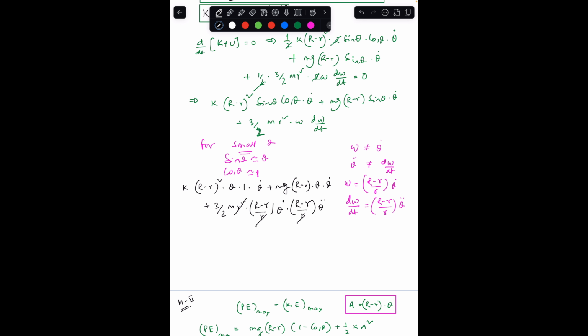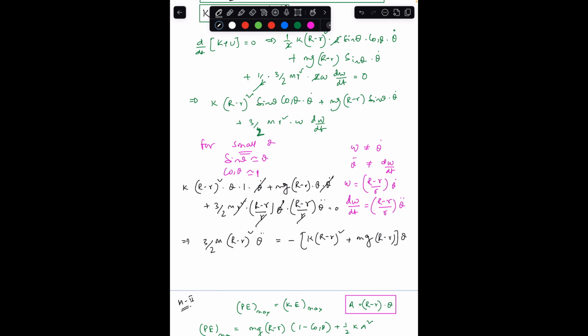What else is cancelled from both the sides? This is equal to how much? 0. Theta dot is also cancelled. So what are we left with? We are left with 3/2 m (R − r)² theta double dot is equal to minus of k(R − r)² plus mg into (R − r), that into theta.